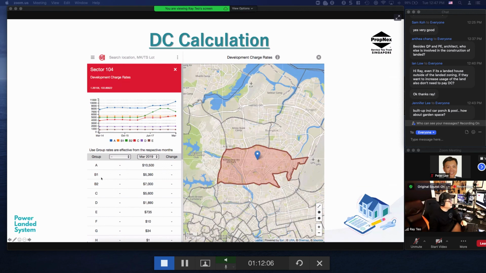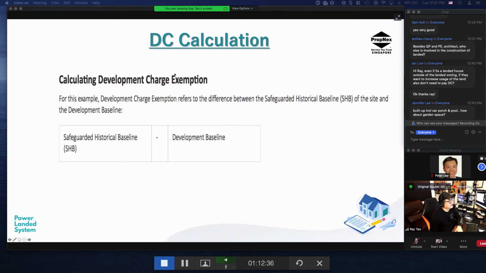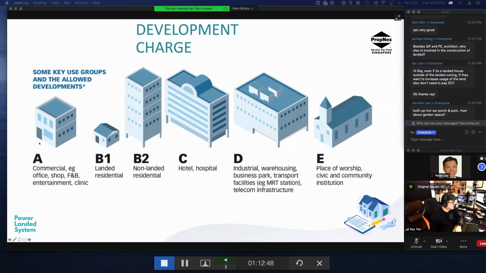DC for landed, group B1, is 5,390 for sector 104. This I will show you how to get. Then calculating the baseline is here. Application fee $1,600 inclusive of GST. This is to determine your safeguard historical baseline. You need to pay them $1,600. You cannot calculate without paying them this. So calculating development charge exemption, safeguard historical baseline, these are some of the theories behind. You can read it. It's not important for you to know it, but I want to show you the categories.